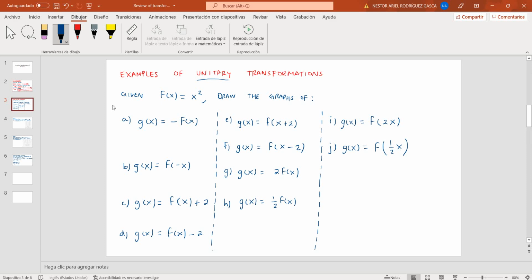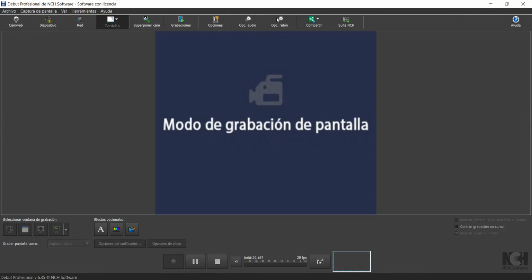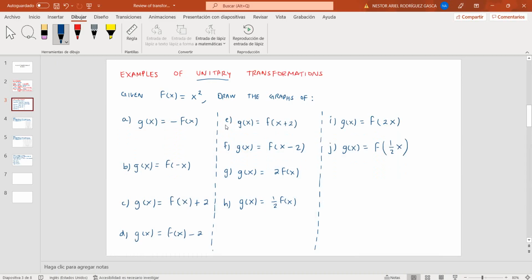So let's see what we have in here. Given f of x equals x squared, which is the parent quadratic function, the simplest one, draw the graphs of these 10 functions. In each of these cases, g is a unitary transformation on the parent function. So let's start very simply, one by one.